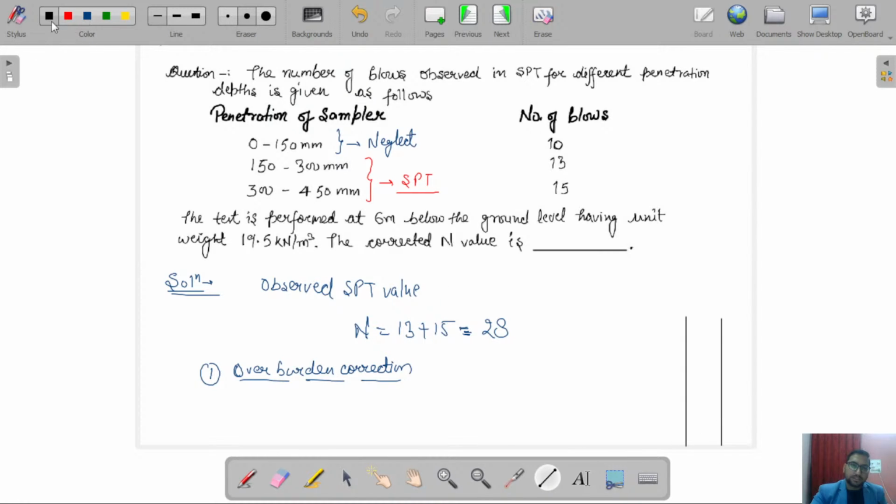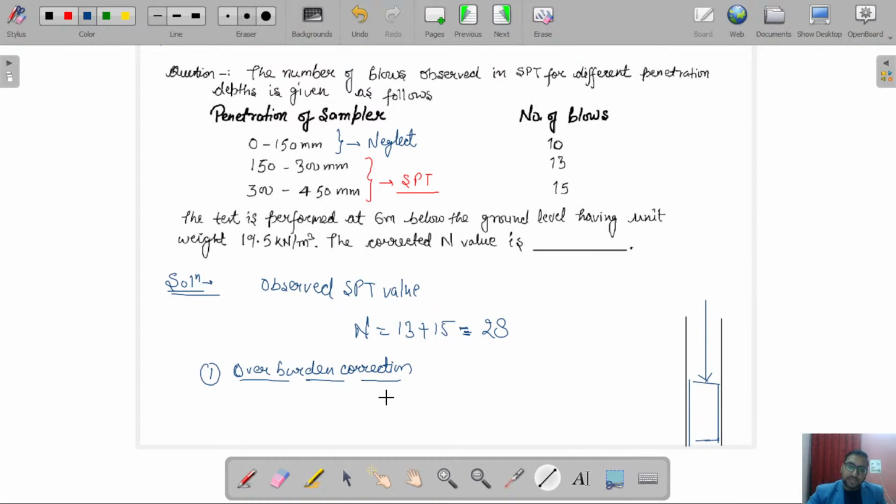Suppose this is the borehole, and in this you have inserted the sampler. Now you are going to apply the impact loading due to the fall of the hammer.